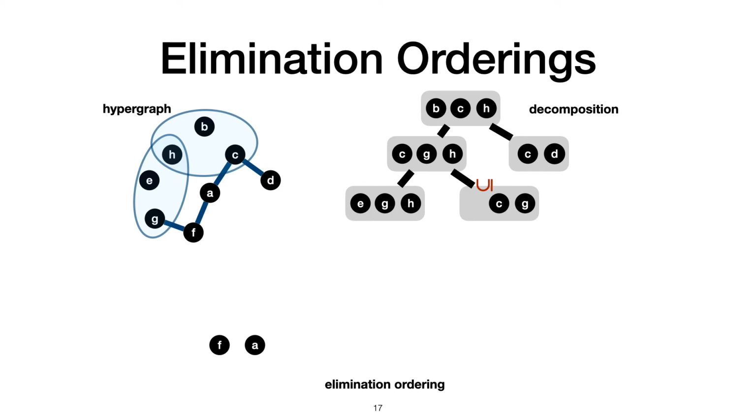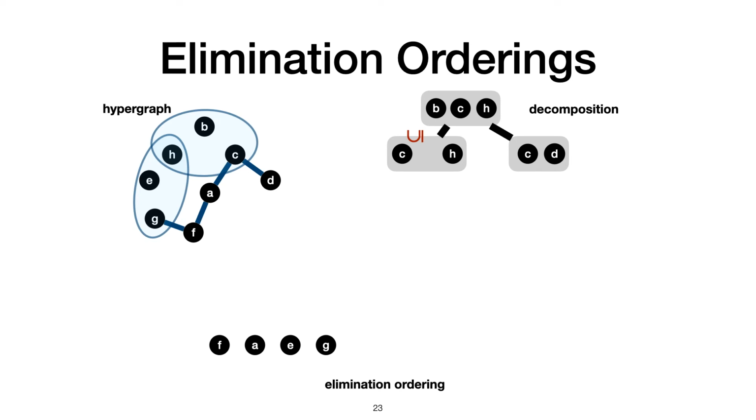The bag that contains C and G is entirely contained in the bag that contains C, G, and H, so delete the bag C, G. E is only contained in a leaf bag, so delete E. The bag that contains G and H is entirely contained in the bag C, G, H, so delete the bag that contains G and H. G is entirely contained in a leaf bag, so delete G.